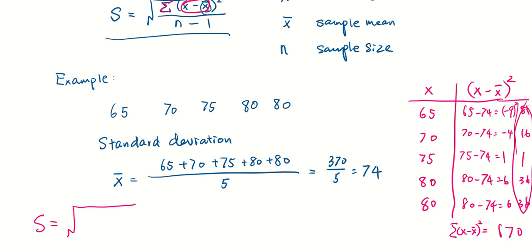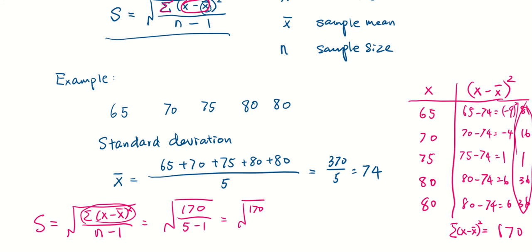Square root of the sum of all the (x minus x bar) squared divided by n minus 1. We already know this whole top part. That's 170. And n is the sample size, so that's 5 minus 1, that's 4. Using the calculator, 170 divided by 4 is 42.5. And then we take the square root.